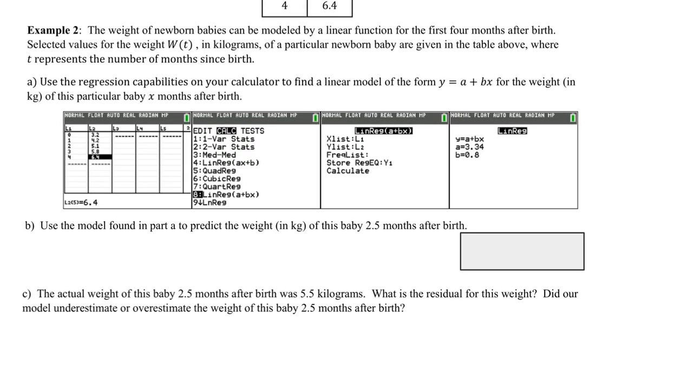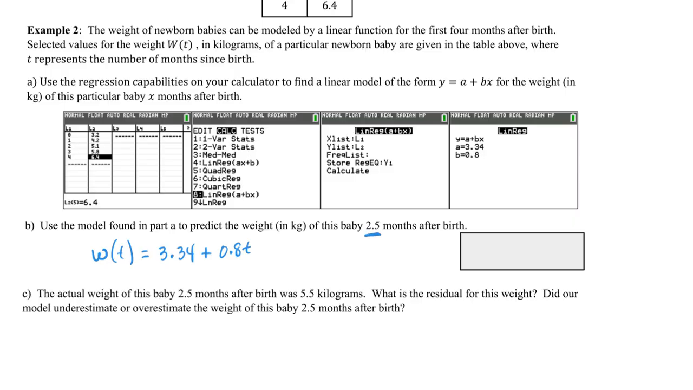So if we are, then we can write our equation as W of t equals 3.34 plus 0.8 t, okay? So that is our regression model. This is our estimation of the line of best fit. And they want to know what would be the weight of a baby that is 2.5 months old.